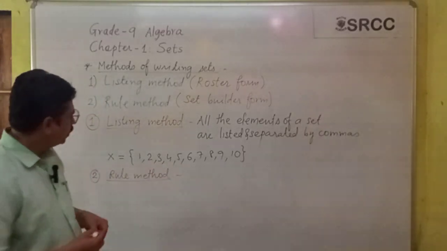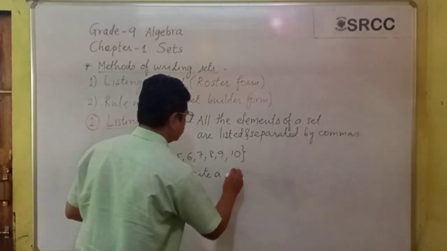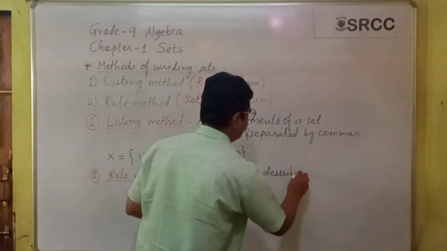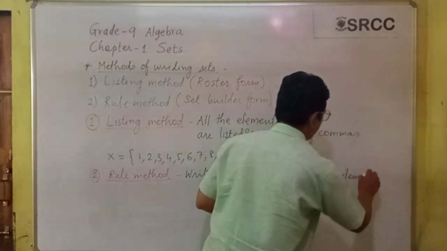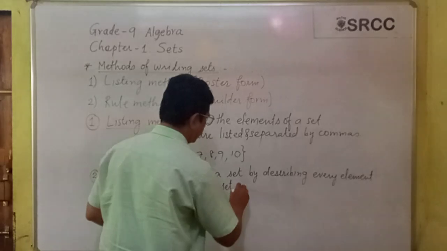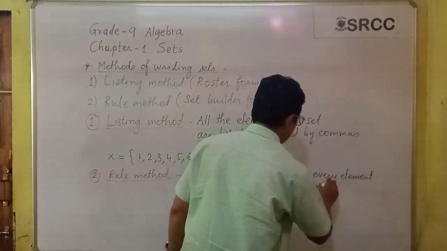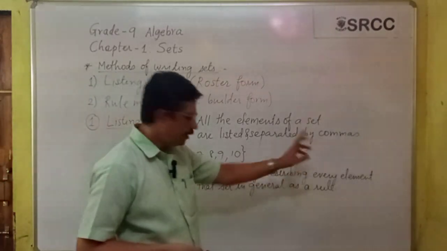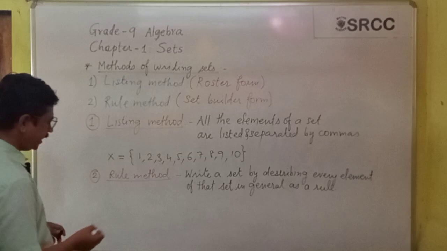In the rule method, we write a set by describing every element of that set in general as a rule. Here, let us take an example.